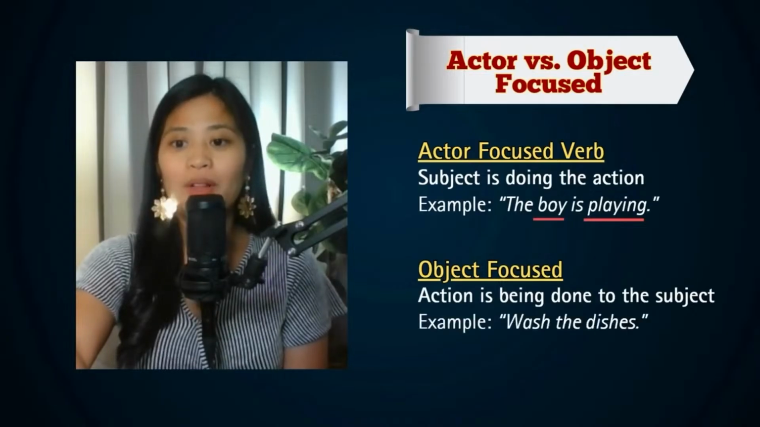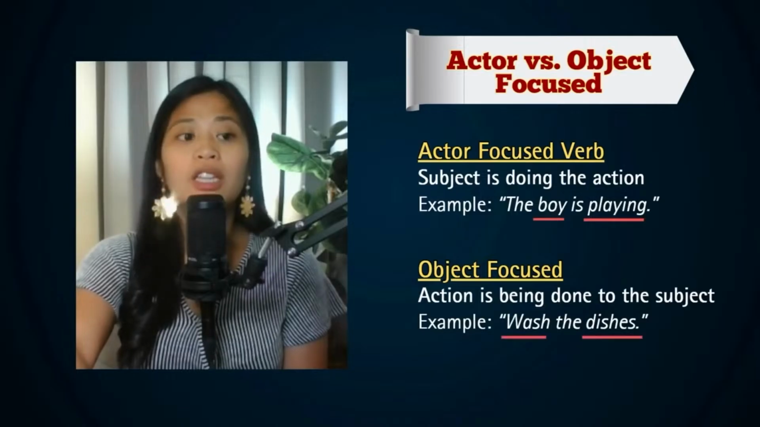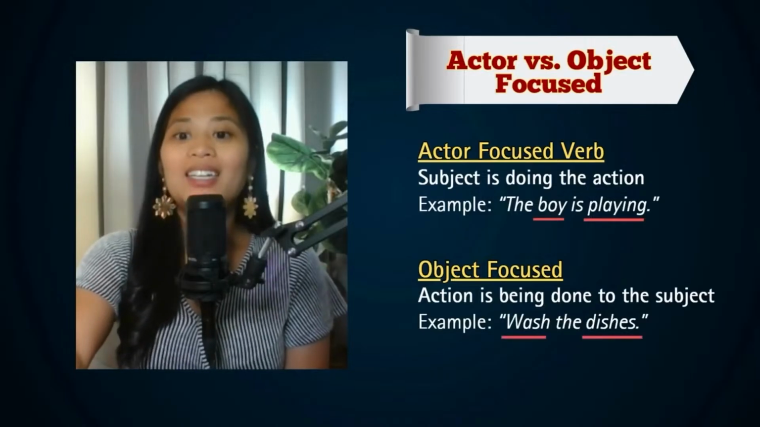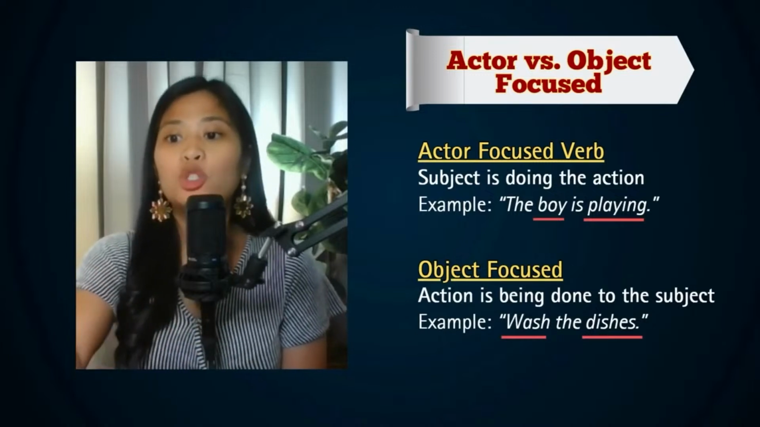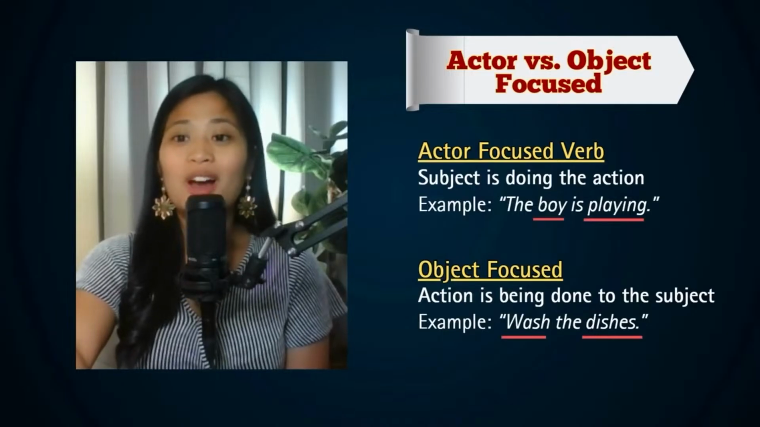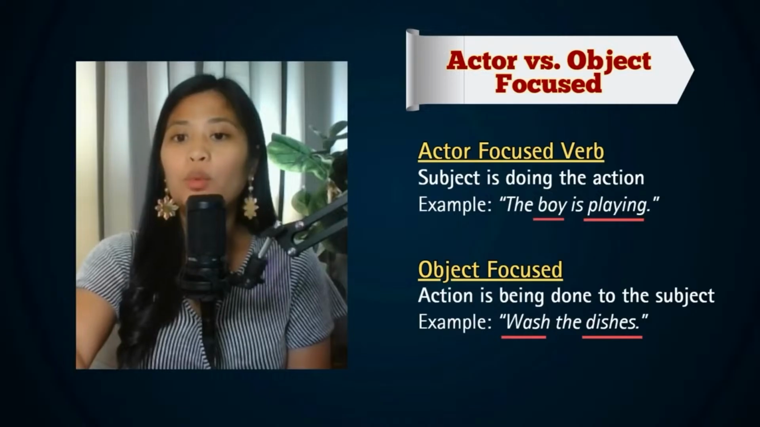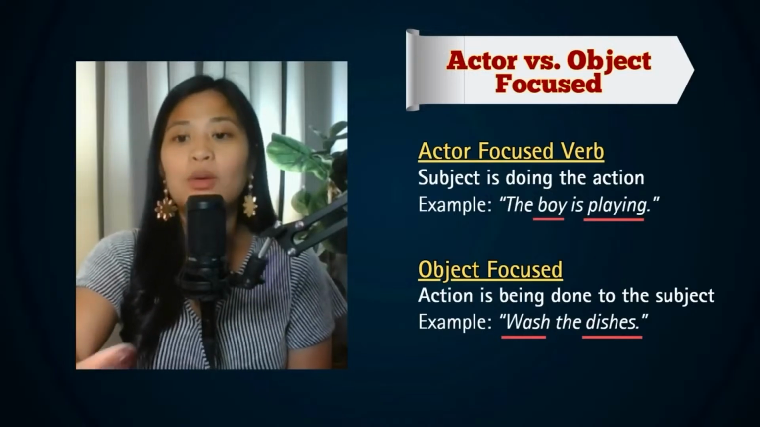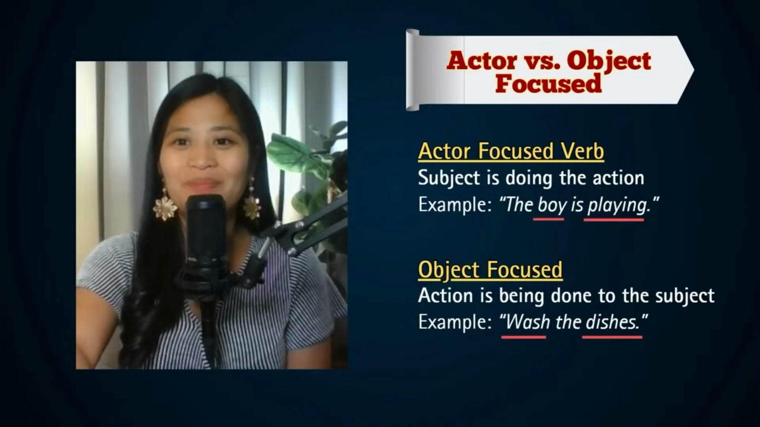Whereas in an object-focused verb, the action is being done to the subject. For example, wash the dishes. Here, the subject are the dishes, and they are being washed. So the action is being done to the subject. So that's the difference between an actor and an object-focused verb. And the difference between them will be important when we are determining the type of sentence that we're going to make. So we'll see that more in the examples later on.